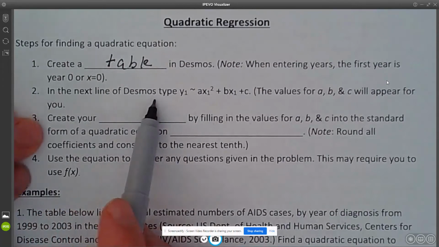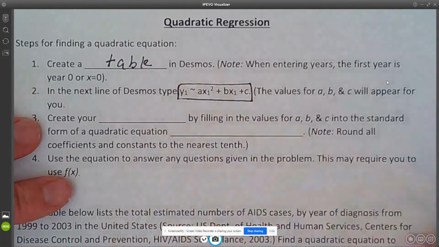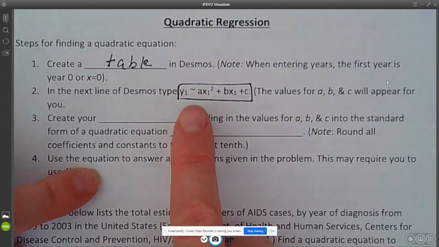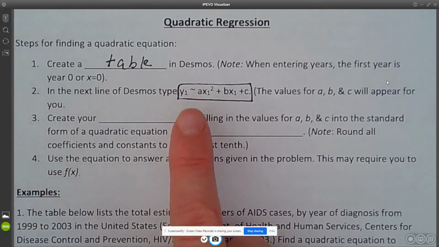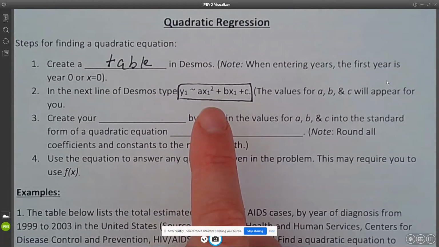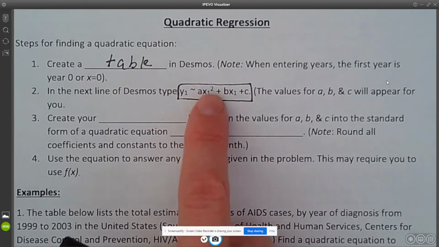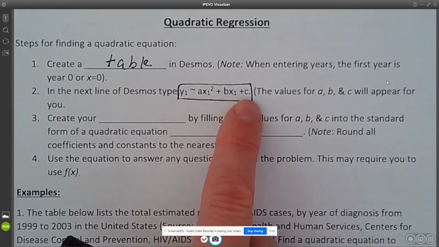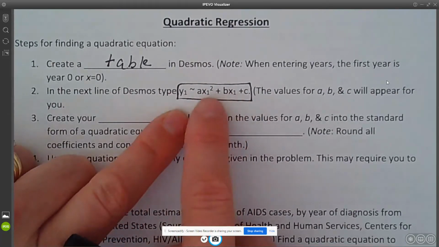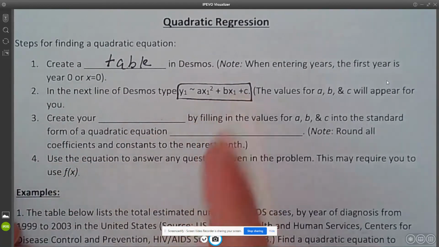In the next line of Desmos, you're going to type all of this right here. The y sub 1 and then the little tilde symbol, which is on your keyboard. On your Chromebook, it's up at the top left. You have to hit shift and it's beside the number 1. So shift and then beside the number 1 gets you this tilde symbol. Then a x1 squared plus b x1 plus c. And these subscripts of ones will automatically go to subscripts when you put those in Desmos.